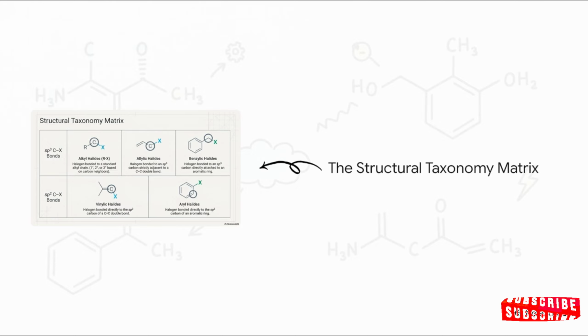Down on the bottom row, we've got our sp2 bonded halogens. Vinylic halides are bonded right to the double bond carbon, and aryl halides are bonded directly to the aromatic ring. Definitely memorize this matrix. Recognizing these structures is literally half the battle in organic chemistry.